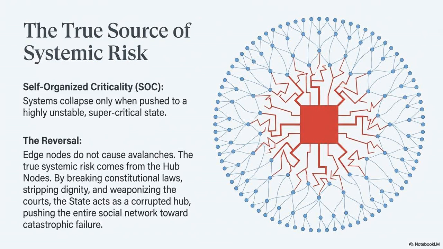Exactly. Chen argues that when the judicial system abuses its power, when it selectively enforces laws, ignores the Constitution, and arbitrarily silences academics, they are the ones acting as malfunctioning hub nodes. Oh, wow. They are the entities injecting massive systemic instability into the social network. So by targeting a harmless edge node and throwing a scholar in prison for a mathematically meaningless retweet, the system is actively pushing the entire society toward that dangerous, supercritical state. Yeah. The state is the one piling the sand dangerously high.